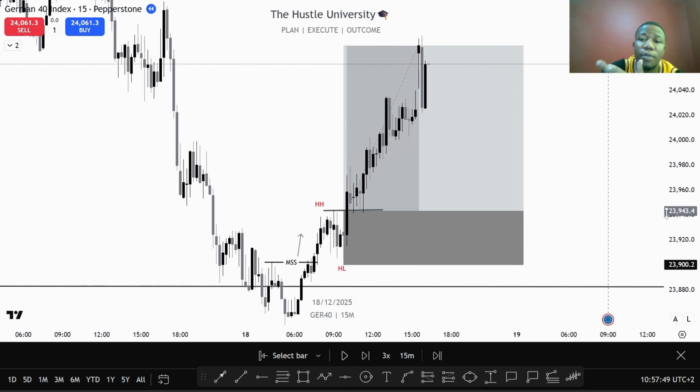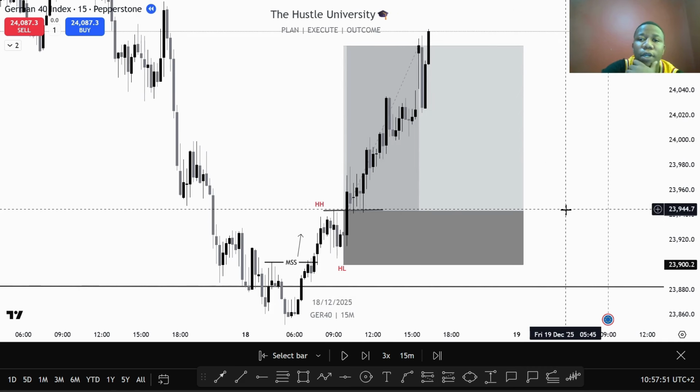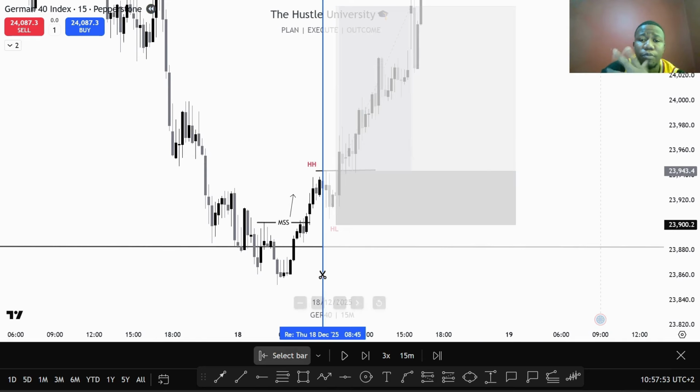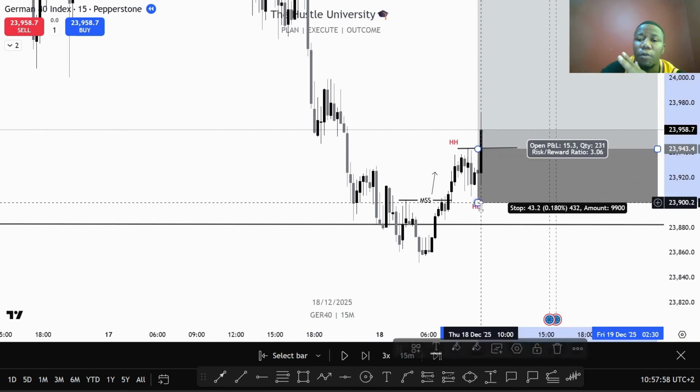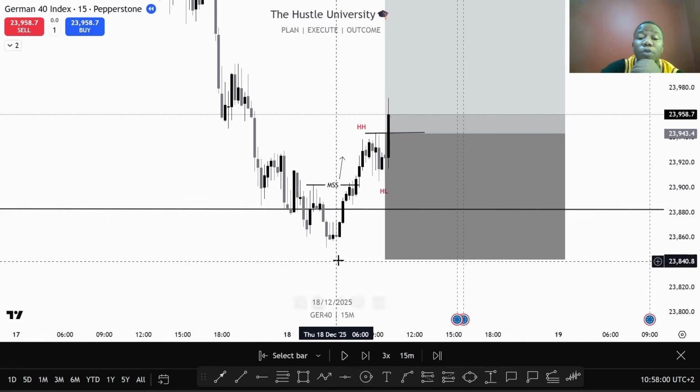As you can see, you get what I'm saying? Price would have hit your TP already. So these are just some of the things that you can see. Now, you can also put your stop loss below this.